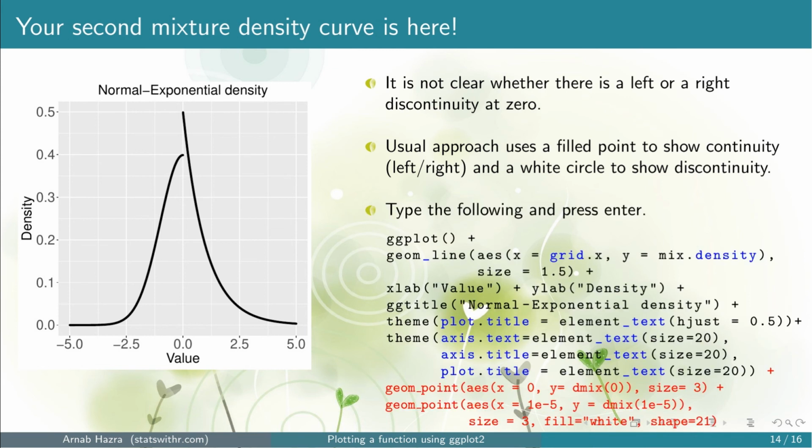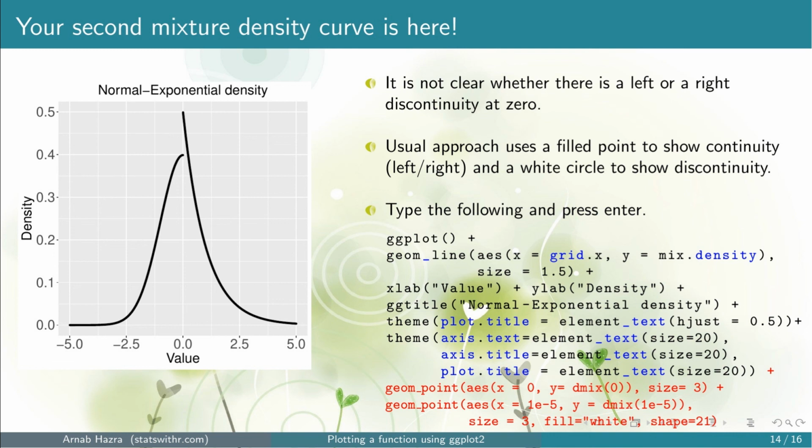So to show this left continuity, we add the filled point at 0, the value of the mixture density at 0, using geom_point within aesthetics x equals 0, y equals dmix at 0, and outside aesthetics size equals 3. A larger size increases the size of the point, so choose a size accordingly.